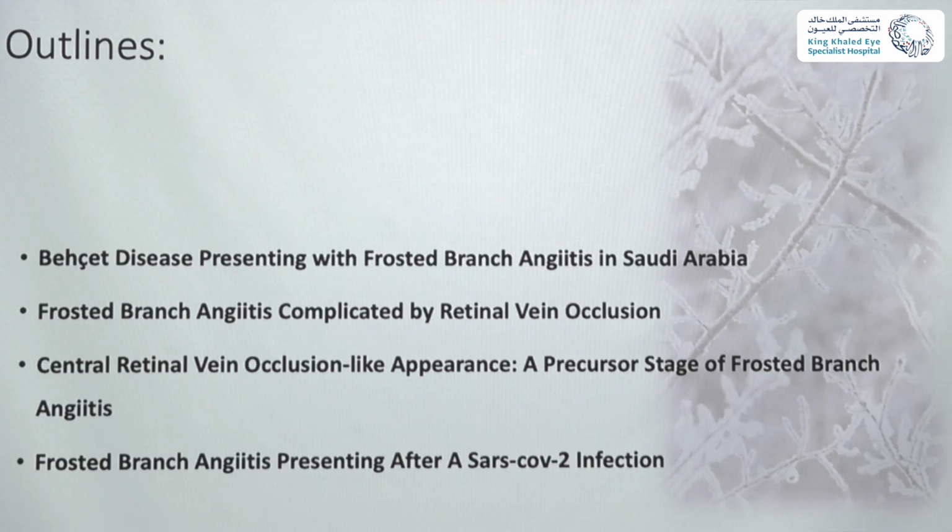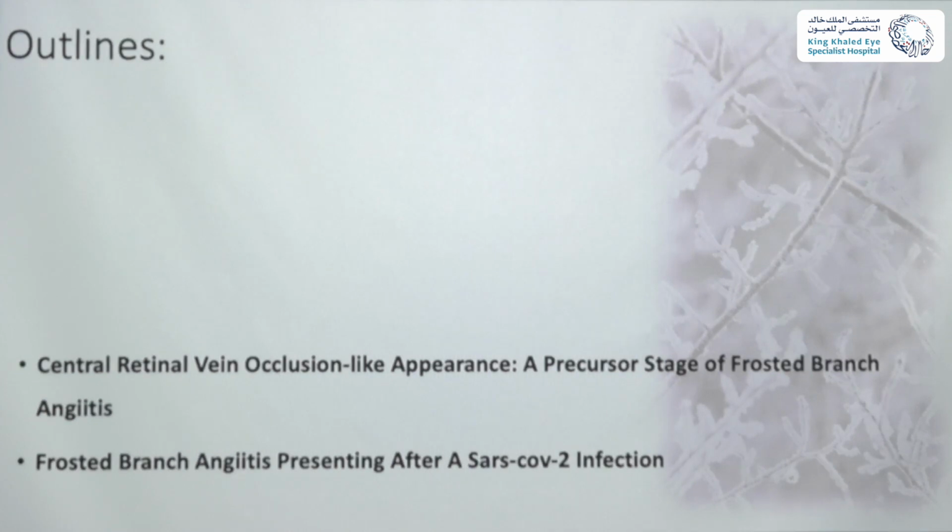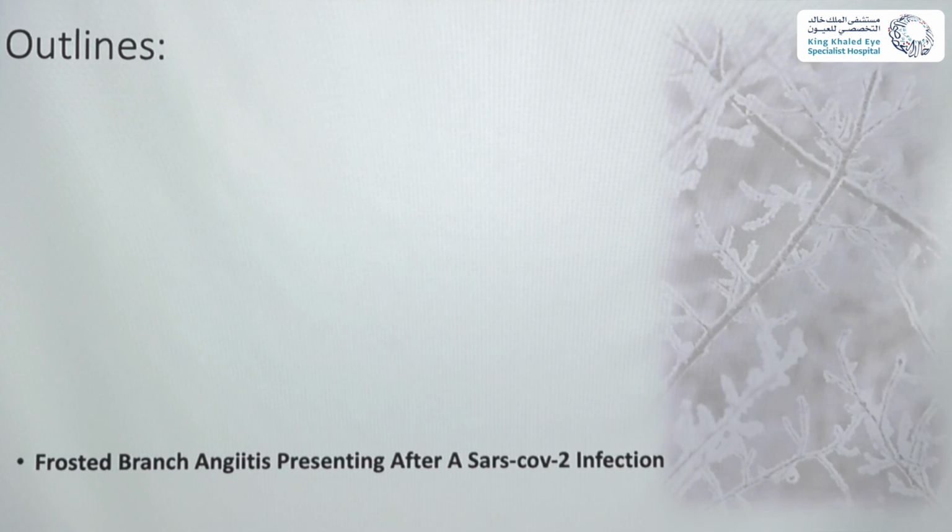And then we'll talk about cases that were seen in Saudi Arabia. And then we'll talk about frosted branch angiitis complicated by retinal vein occlusion. And then we'll talk about retinal vein occlusion as a precursor stage for frosted branch angiitis. And then we'll talk about a case report that was seen recently after COVID infection.